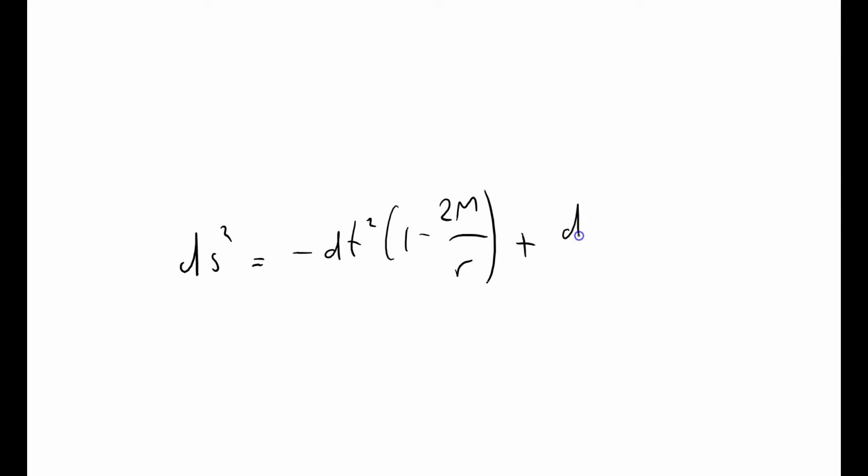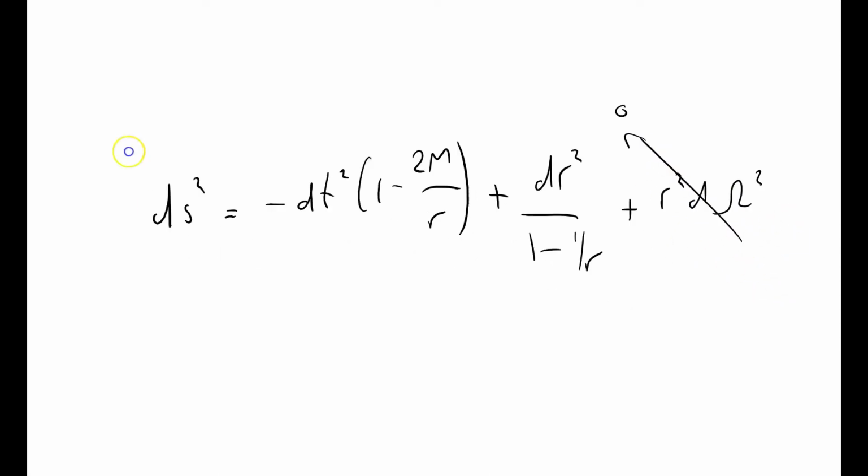General relativity, step by step. Let's look at the line element in Schwarzschild coordinates. I'll just pinch in a bit. ds squared equals minus dt squared (1 minus 2m over r) plus dr squared over (1 minus 2m over r) plus r squared d omega squared, and I'm going to set that equal to 0.